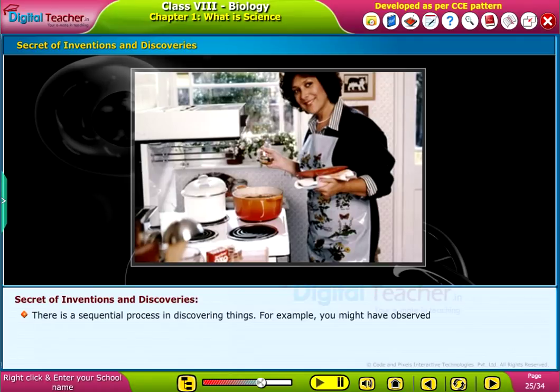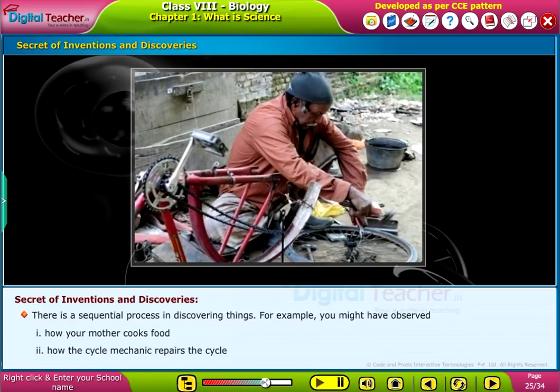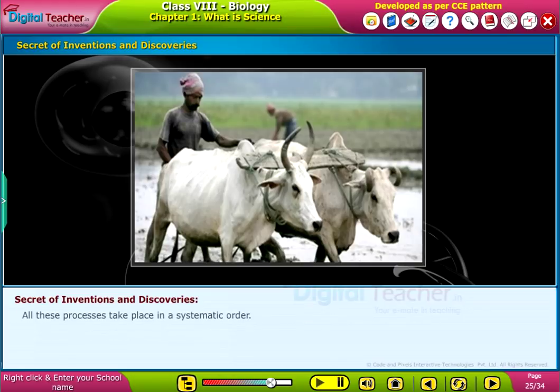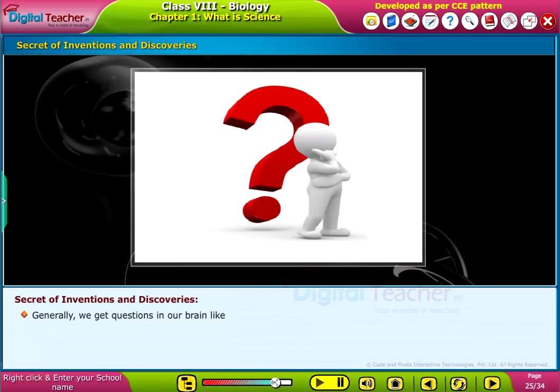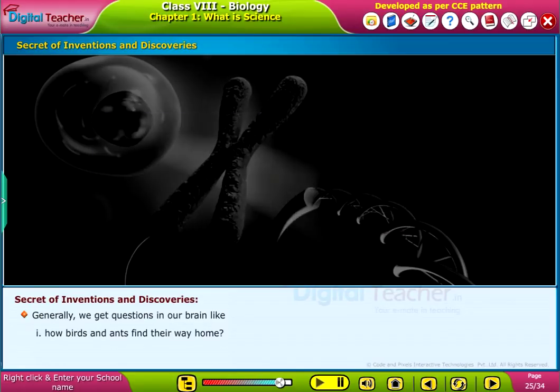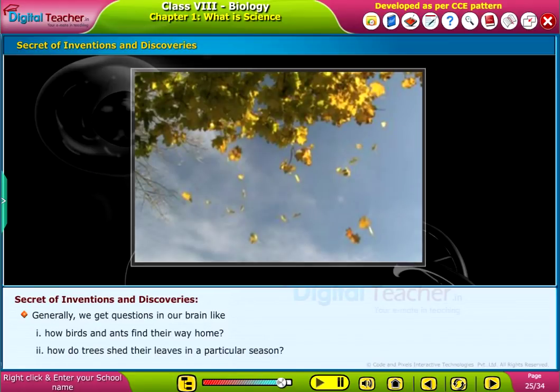For example, you might have observed how your mother cooks food, how the cycle mechanic repairs the cycle, how farmers plow their fields. All these processes take place in a systematic order. Generally, we get questions in our brain like, how do birds and ants find their way home? How do trees shed their leaves in a particular season?